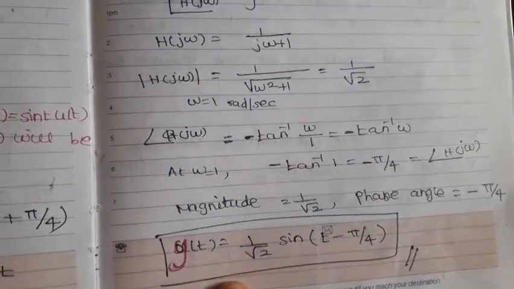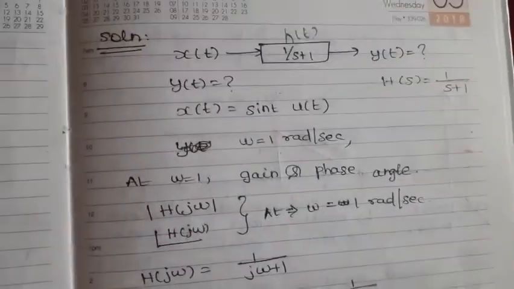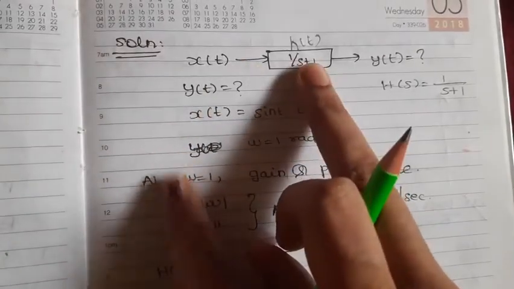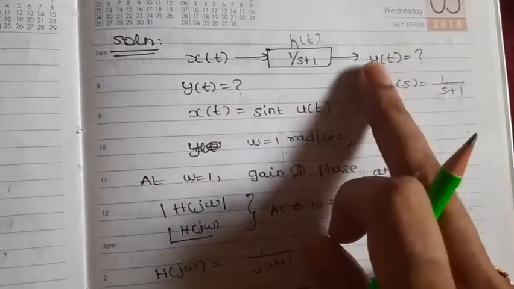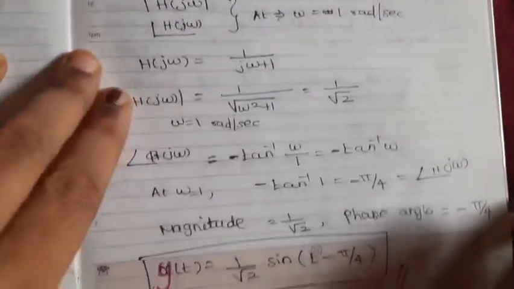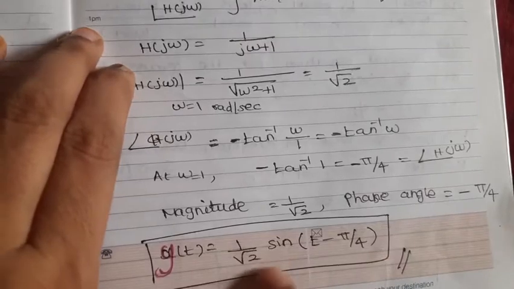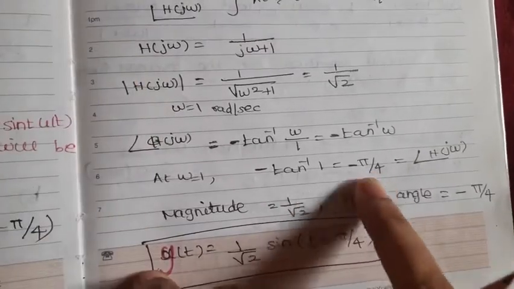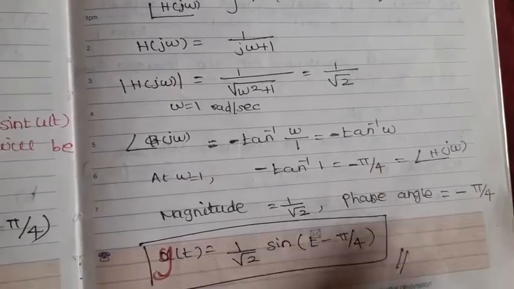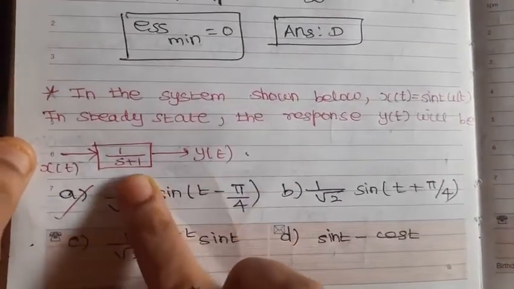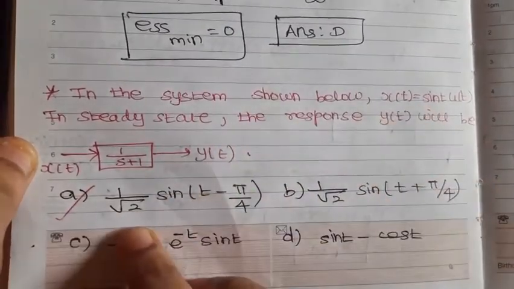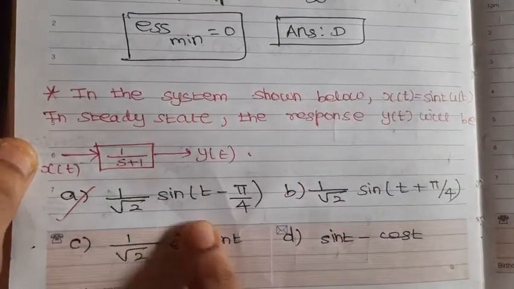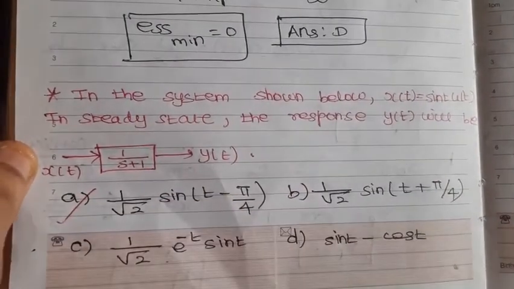So y of t is a sine value, given to some system. We will get y of t with some phase angle: magnitude 1 by root 2 sin t, with angle minus pi by 4. This is the response y of t for the given function. Just find out the magnitude and phase value for this. X of t is sin omega t, so magnitude 1 by root 2, angle minus pi by 4. So y of t is equal to 1 by root 2 sin of t minus pi by 4.